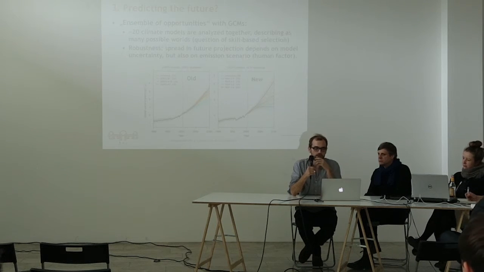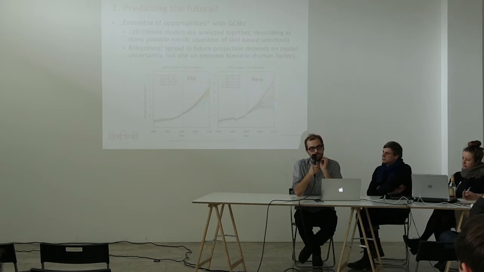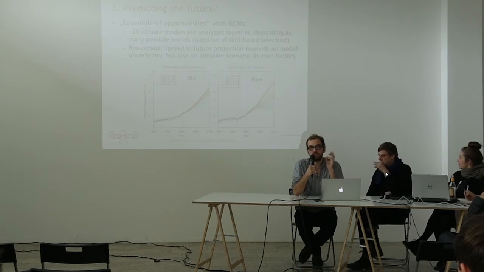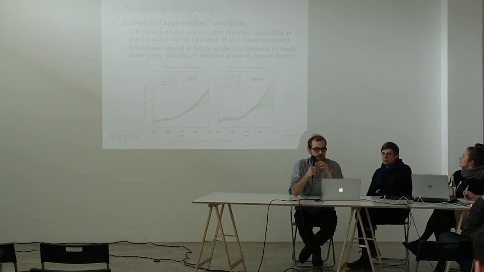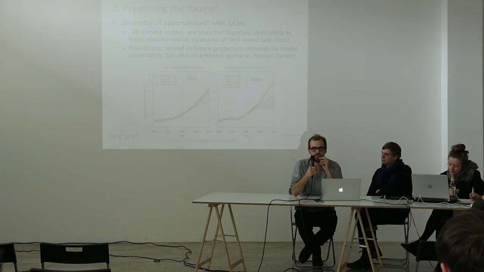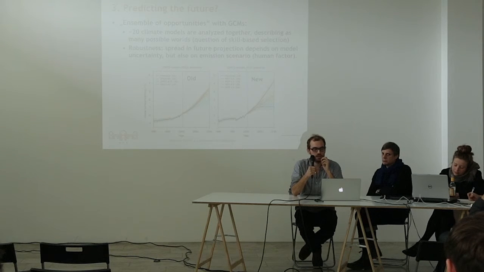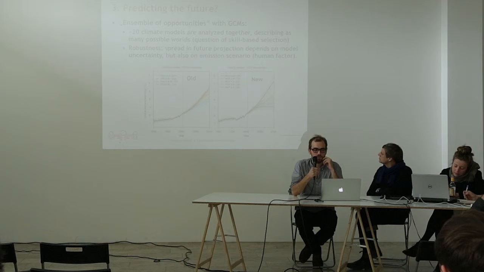You have other ways of seeing the future. It's the idea of the ensemble of opportunities. You take many different models. Old means the last IPCC assessment, number 4. New is the newer one, which came out last year. These different colors are different climate scenarios, and all of these shadings and bands actually represent 20 different GCMs.